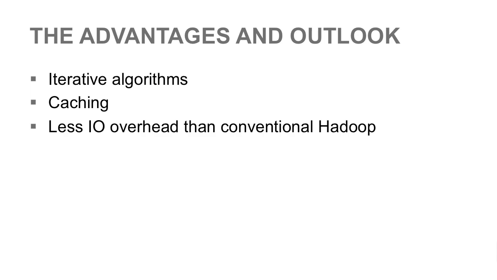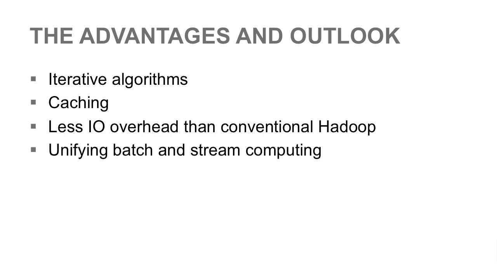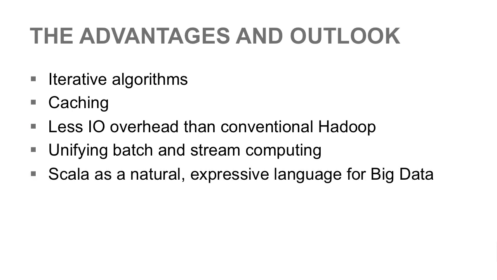To summarize the features and advantages of these systems, they are providing us with the ability to run iterative algorithms and do that in a very efficient way. Both systems are dealing with very good caching, and they reduce the overhead in comparison with conventional Hadoop. Both systems are unifying batch and stream computing, and both of them favor Scala as a natural expressive language for big data processing. And there is also support for other languages.